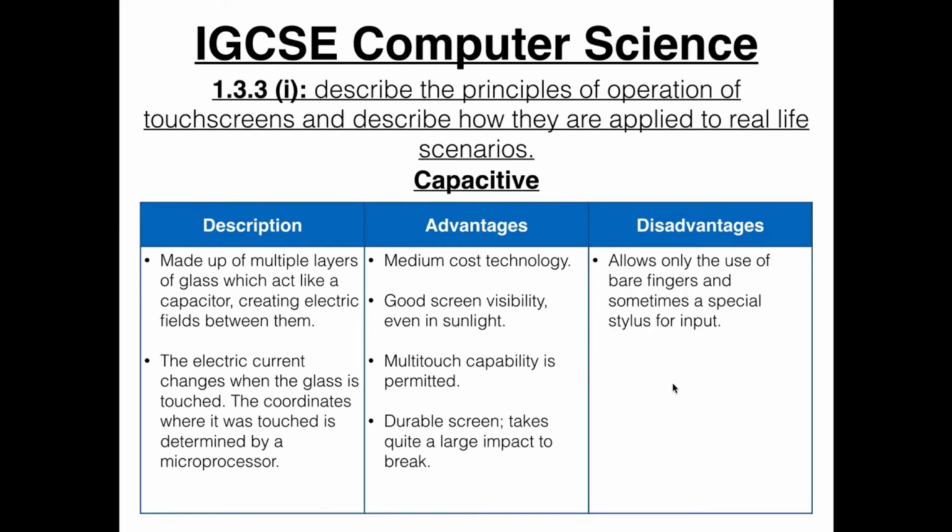The only real disadvantage of capacitive is that it allows only the use of bare fingers and sometimes a stylus for input. Now, this might be considered an advantage actually because, what else are you going to touch the screen with? And also, if it allows fingers only, then you can keep it in your pocket without having to worry about your pants touching the screen, which is quite annoying. But it's considered a disadvantage because you might want to touch the screen with some other stuff if need be.